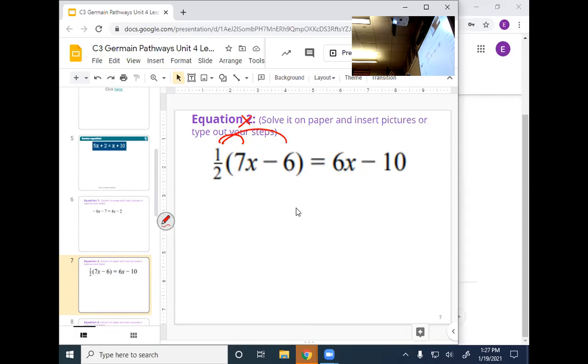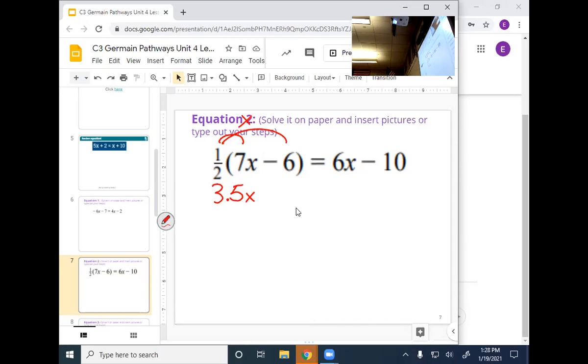3.5x. Fantastic. 1/2 times -6. Oh, no. Half of -6 is... So it's half of 6. Think about it that way. Brandon, what's half of 6?